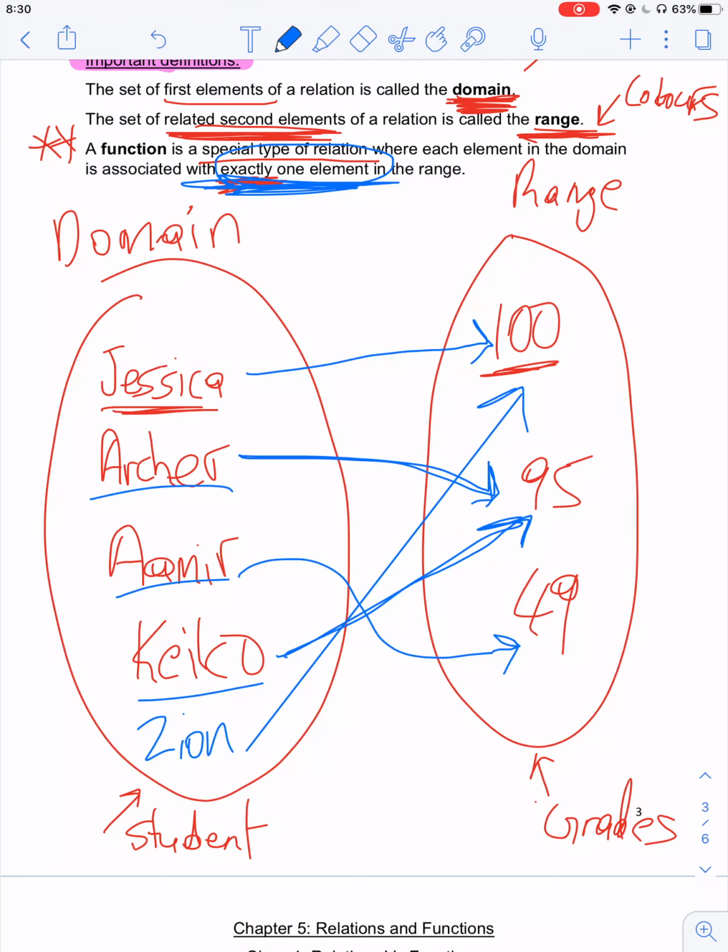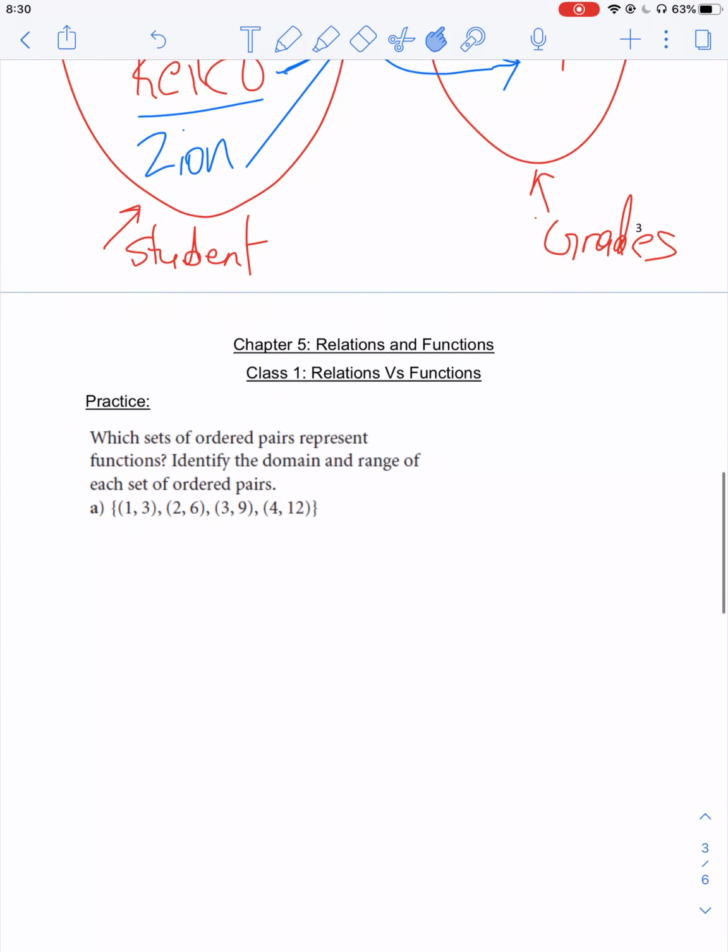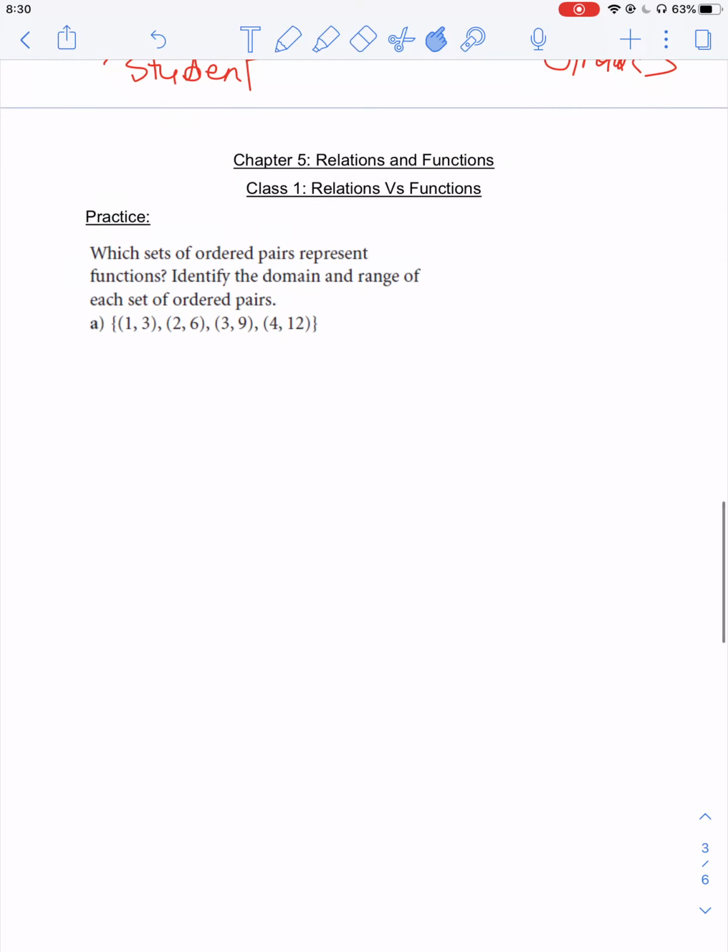Now that's not true for the range, because as you can see, the grade of 95 is associated to two different students. The grade of 100 is associated to two different students, namely Jessica and Zion. So that's not a problem. Don't focus on the range, look at the domain. I hope that's making sense, but we're going to do a couple of examples, and I'm going to point this out very clearly.